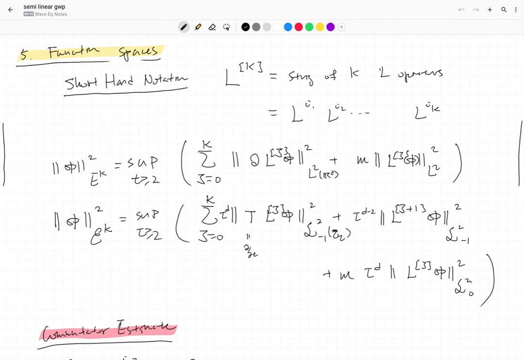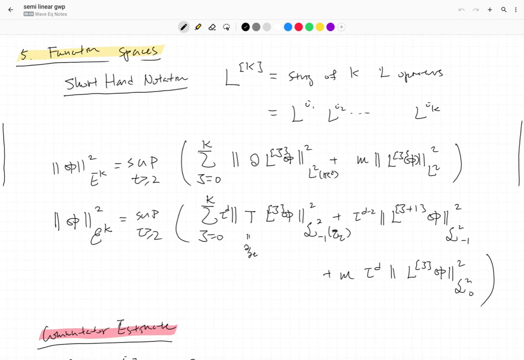Let's read through the definition here. Forget about the supremum and what's outside for a moment. Look inside the parentheses, where we're summing from j equal to 0 to k. So we're looking at the function phi with no L derivatives acting on it, the function phi with 1, 2, 3, all the way up to k different L derivatives. The sum here is a schematic sum, because implicitly I'm summing over all possible strings of up to j L operators. Combinatorially there are going to be very many of these objects, but I'm going to collapse everything into this summation notation.